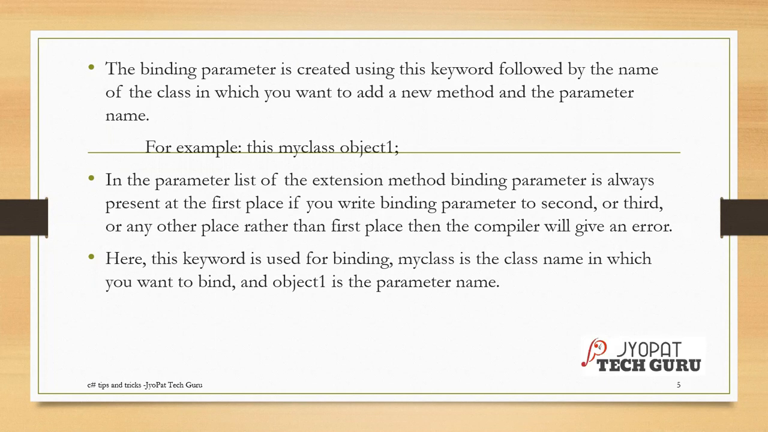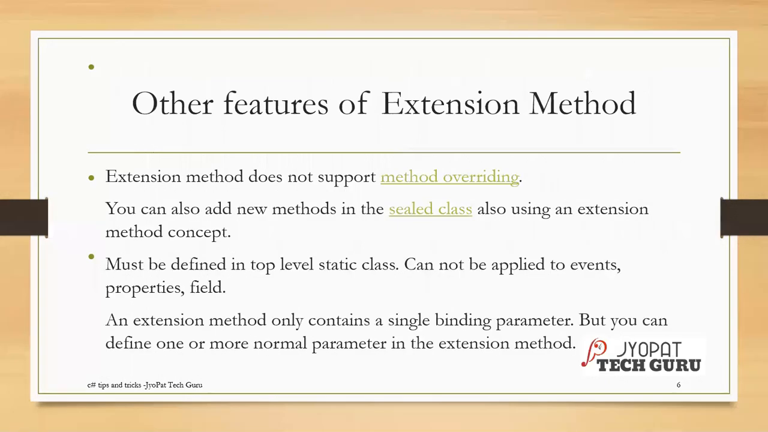Both are very important. So what are the other features of extension method? Extension method does not support method overriding. You can also add new methods in the sealed class using the extension method concept. You might have used a sealed class. A sealed class is the one which we cannot inherit. So if you want to add new methods in the sealed class using the extension method concept, you can add it. It must be defined in a top level static class, and cannot be applied to events, properties and fields.